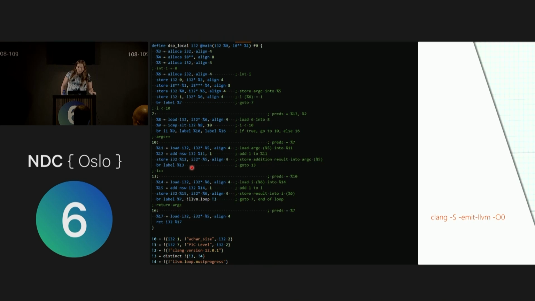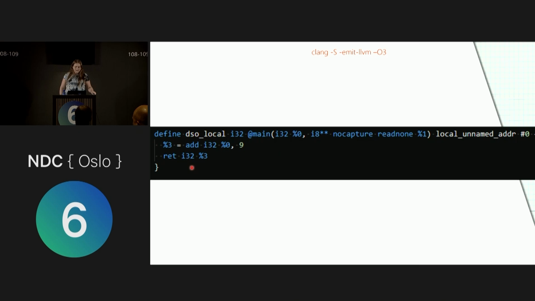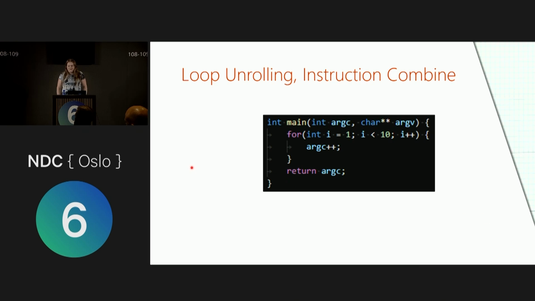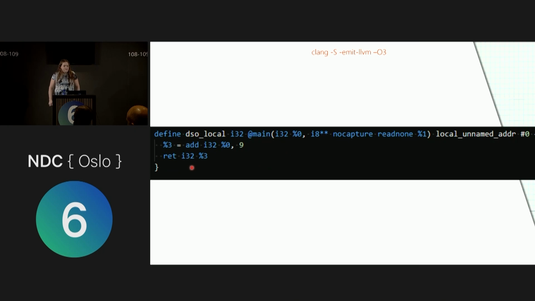So what if we do full optimizations? What do we get out of this? It's quite simple. So actually, this is a very contrived example. This is just a really fancy way to add 9. That's what we were doing, really. And LLVM saw right through that, and that's what it converted it to after the optimization.